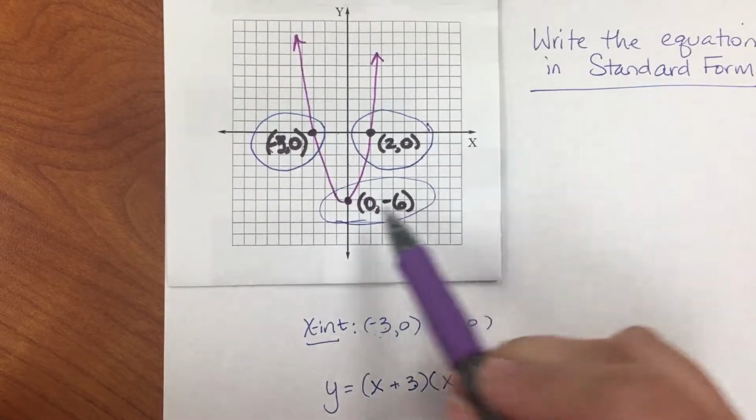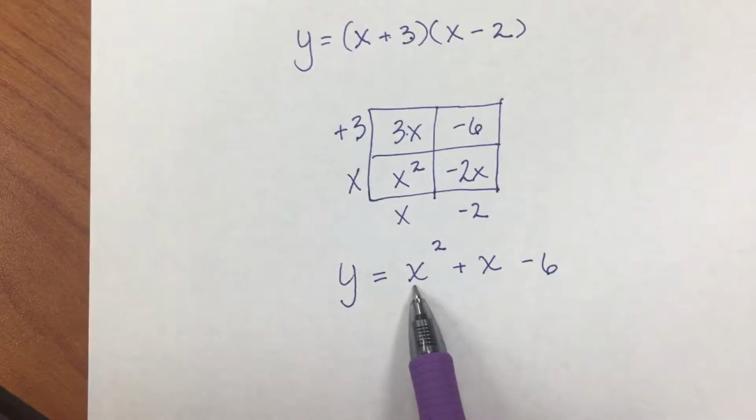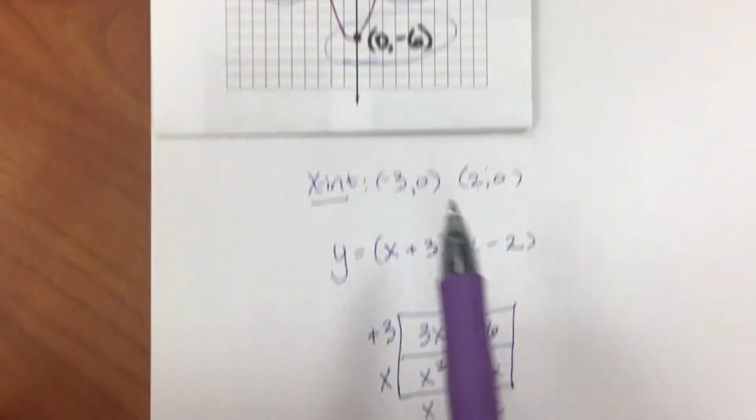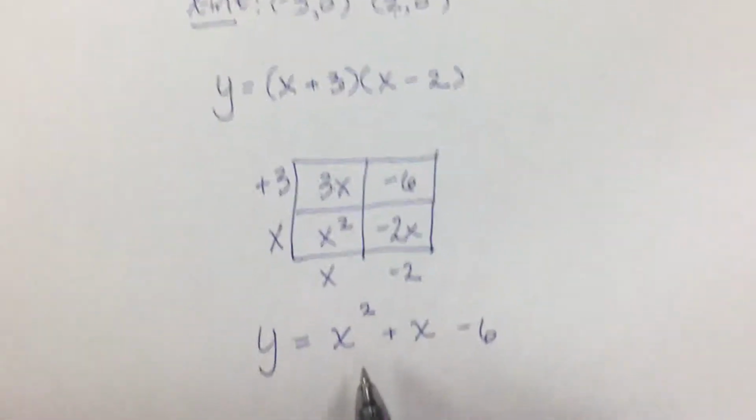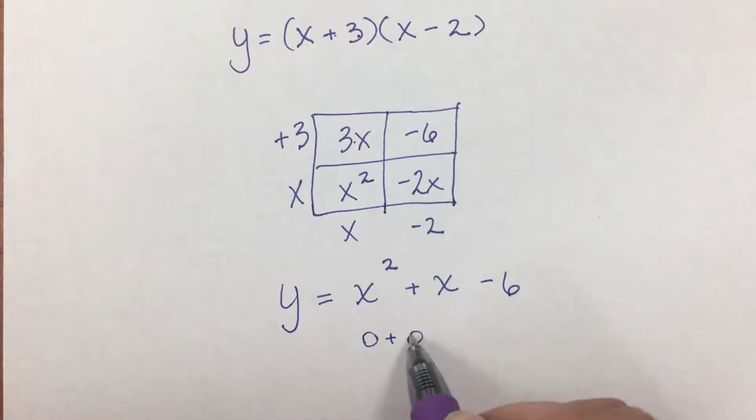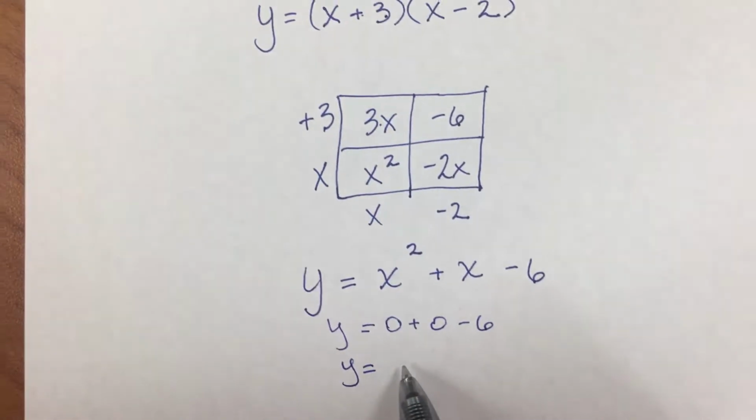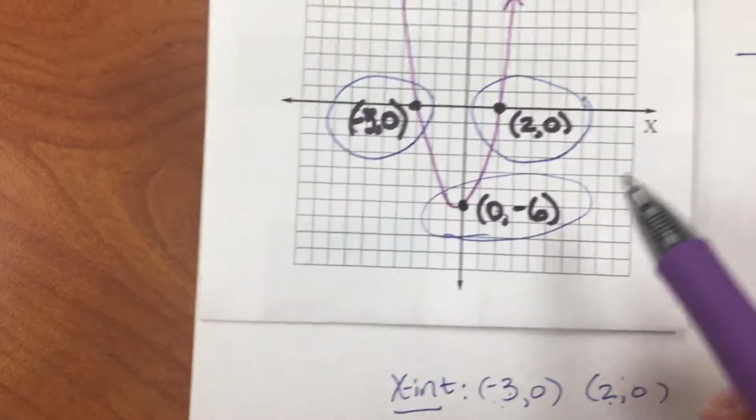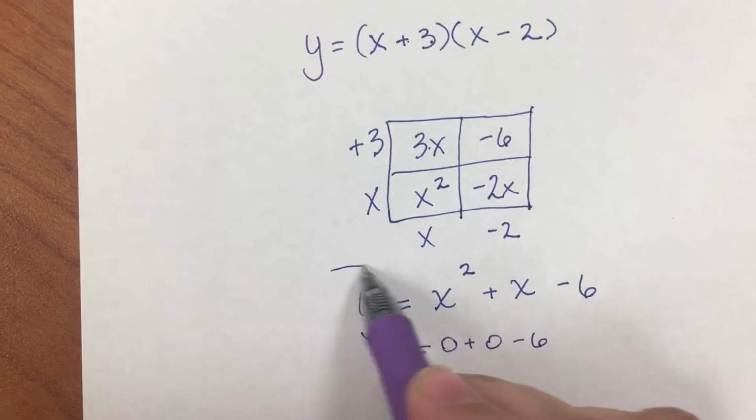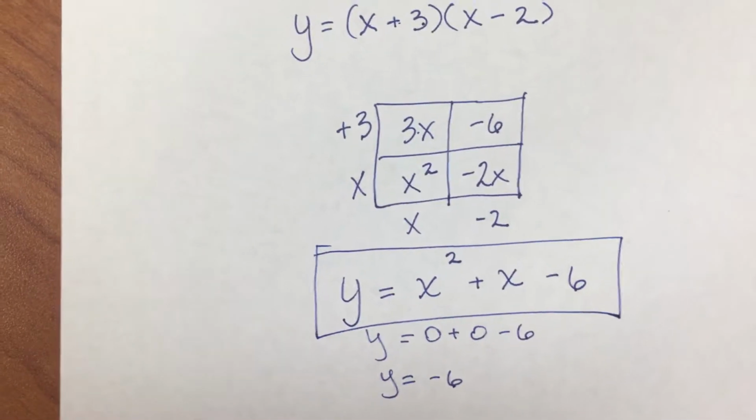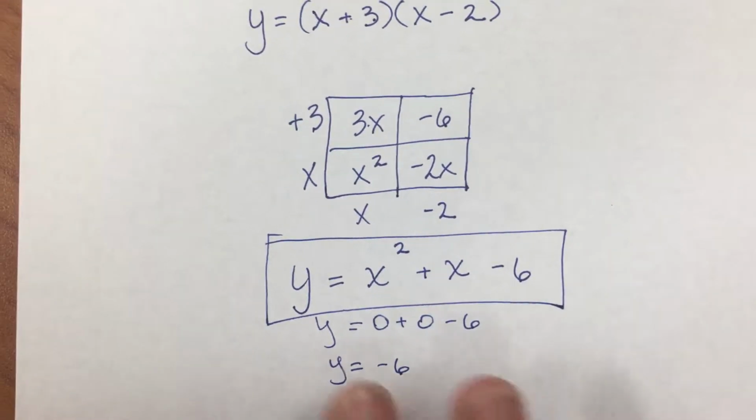My y-intercept is what I get when x is 0. So if I were to plug 0 into my standard equation, I should get the same thing that I get on my graph here for my y-intercept. So if I plug 0 in here, I would get 0 squared plus 0 minus 6. That does indeed give me a y-intercept of -6, and since that's what it was on my graph, I know that I wrote my equation correctly. So my final answer, the standard form of my equation, is y equals x squared plus x minus 6.